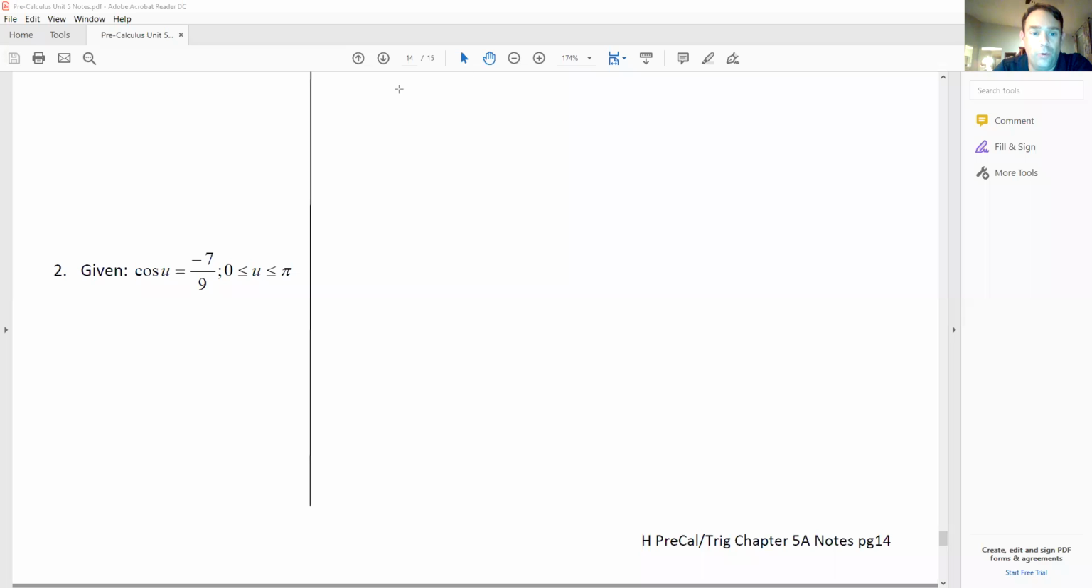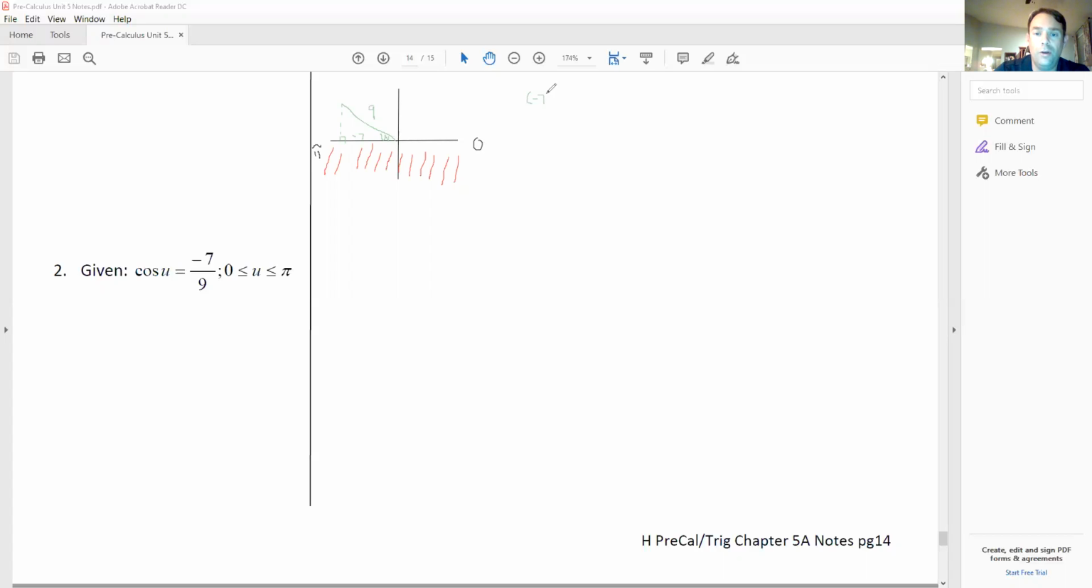we need to go ahead and figure out where this angle is. So 0 to pi, here's 0, here's pi. That means I'm not using everything below. So we can go ahead and get rid of this. And cosine u equals -7/9. Well, cosine is going to be negative over here in the second quadrant. So here's my -7. Here's my u, and here's my 9. So we're going to have to go through and figure out what y is.